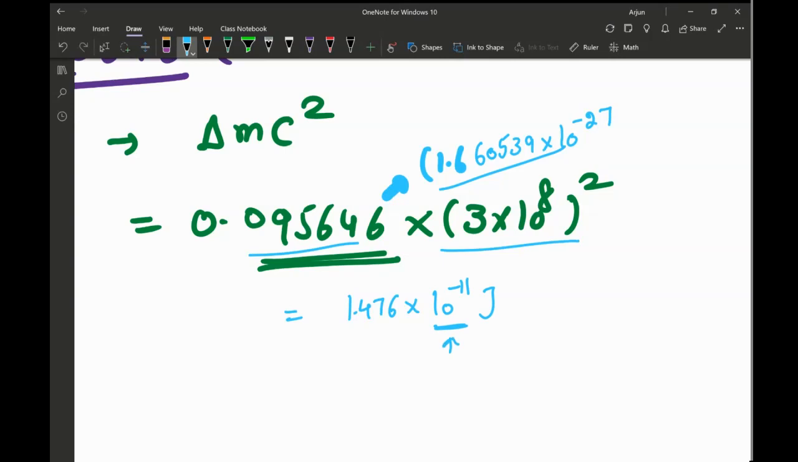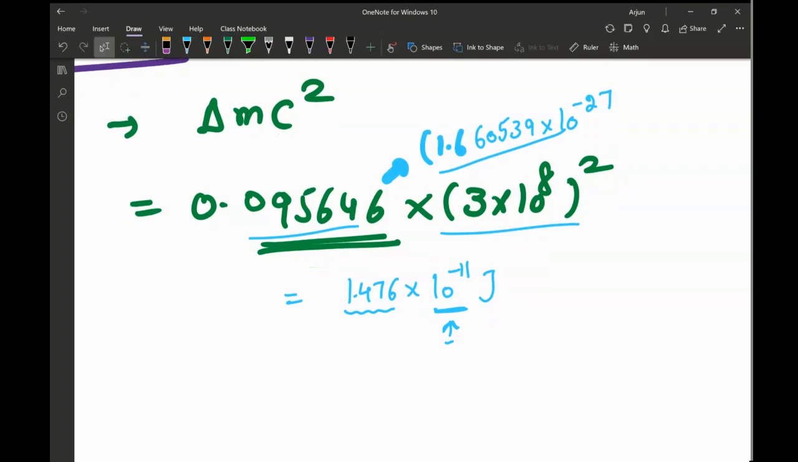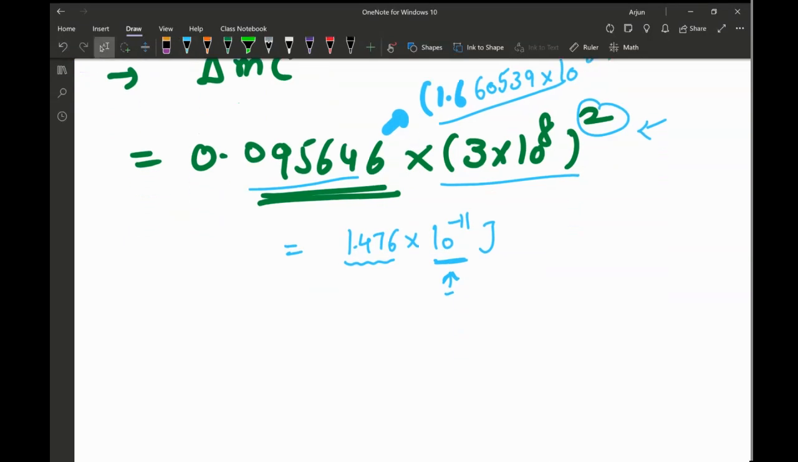This part of your answer should match at least. All right, even if this part is different, that's totally fine. So hopefully you were able to understand how to solve this, and make sure you don't forget to square it, otherwise your answer will be wrong.